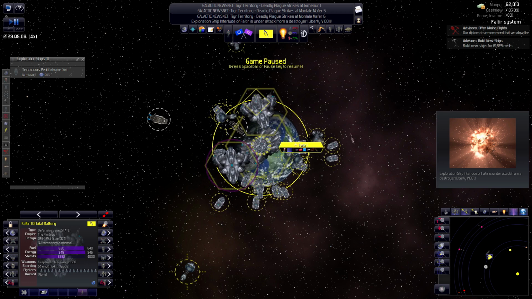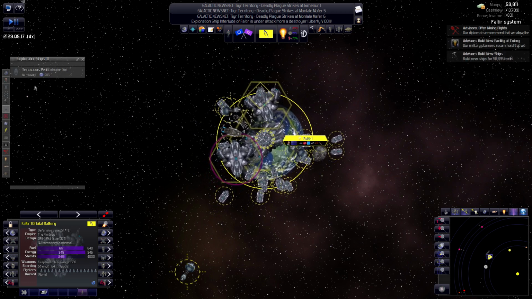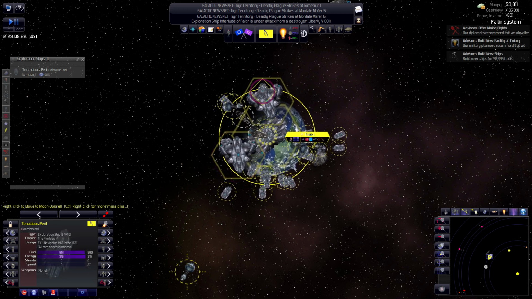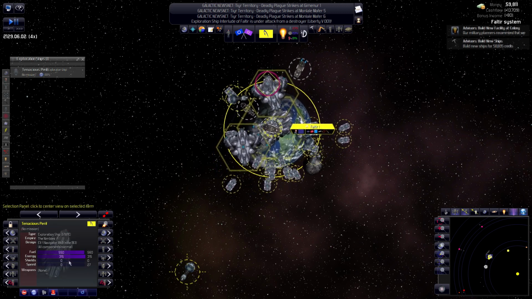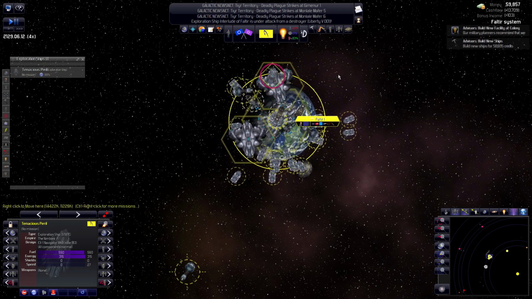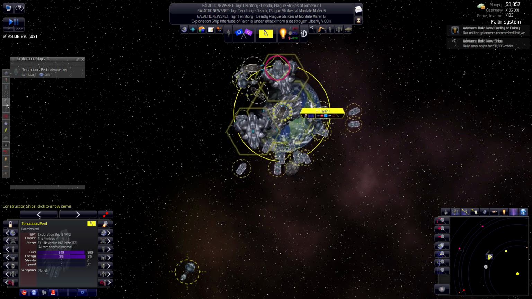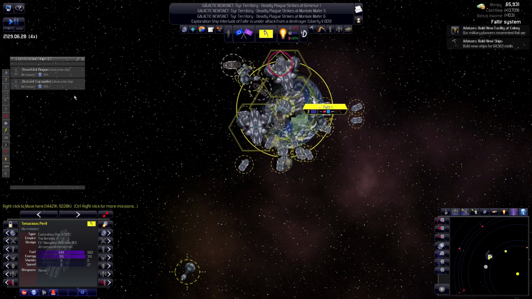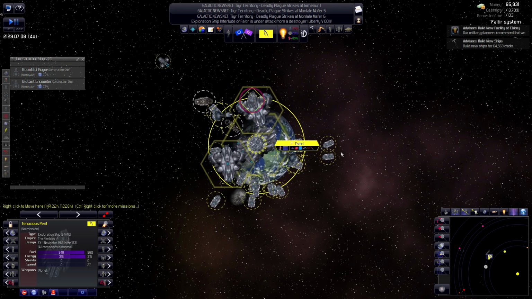Oh, of course you're being attacked. Okay. Sorry, buddy. Nope. Run away. Alright, we're down to our last exploration ship, and our two construction ships are out in deep space hiding.